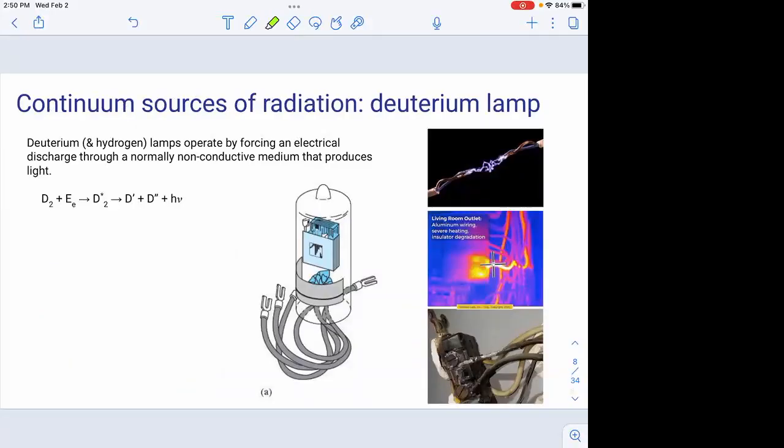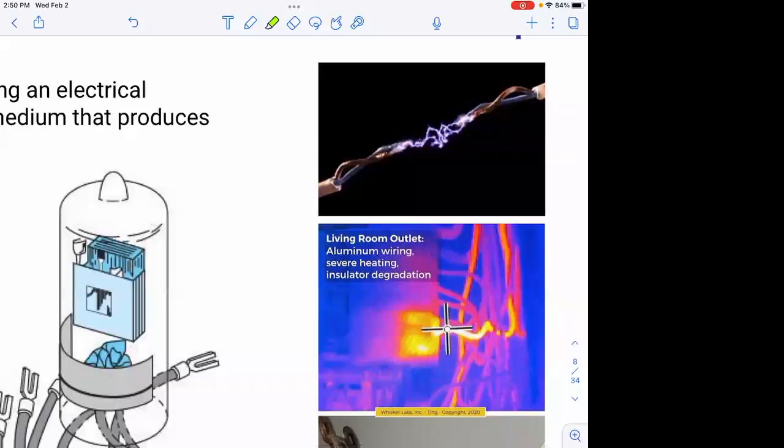All right, so let's talk a little bit about how an arc lamp works. I'm going to talk specifically about deuterium, though I think you could probably pretty easily make the jump to hydrogen here. A deuterium lamp operates by forcing an electrical discharge through a normally non-conductive medium that produces light. Over here on the right, some examples: I've got a couple of wires here that aren't attached to each other, but there's a passing of electrons across air, which is normally insulative and non-conductive. And in doing so, there's a release of light. We'll talk more about how that happens.